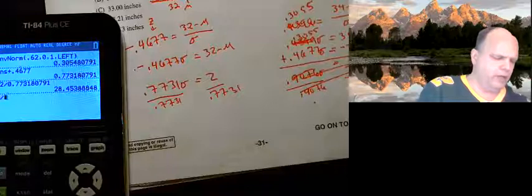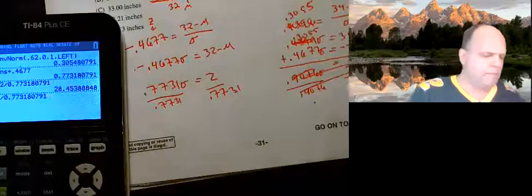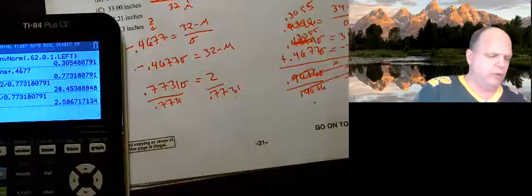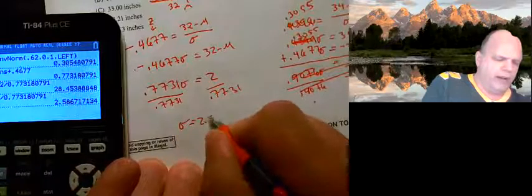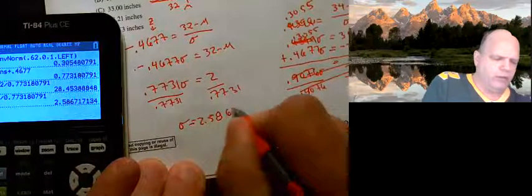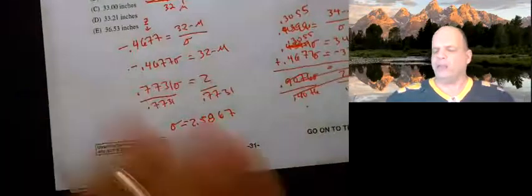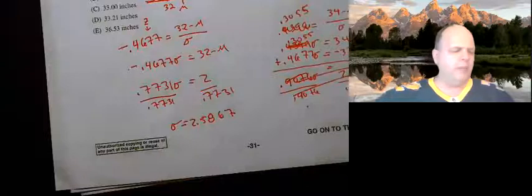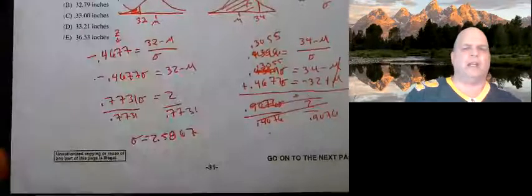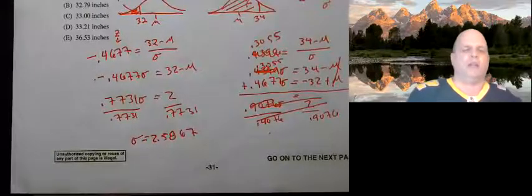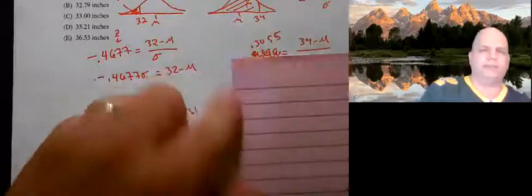Excuse me, 2 divided by 0.7731 equals, the standard deviation equals 2.5867. So I get a standard deviation of 2.5867, but that's not what I'm looking for. But that will help me get the answer that I need. What I need is the actual mean. So I can plug into either one of these. So I'm going to go back to this 0.3055.